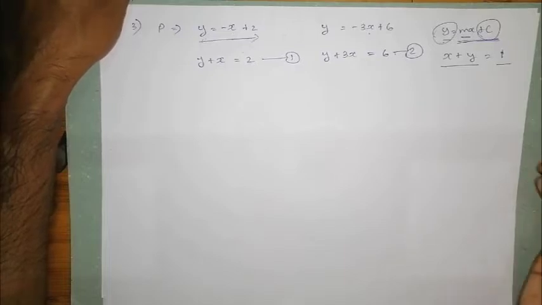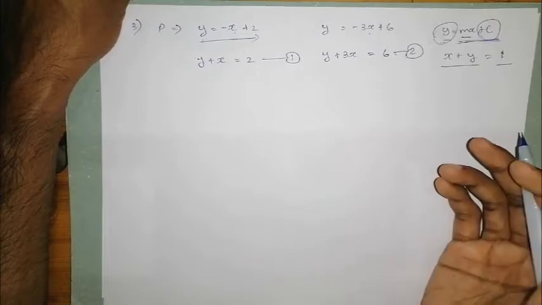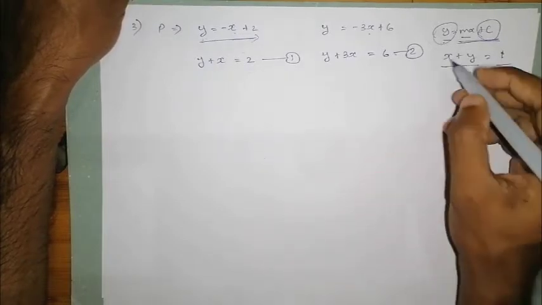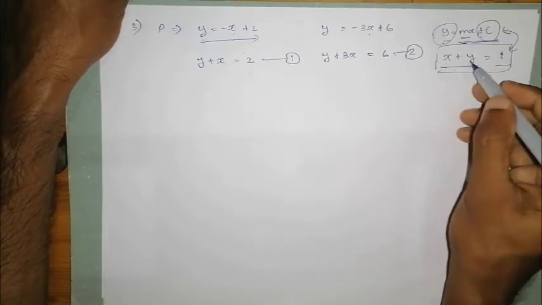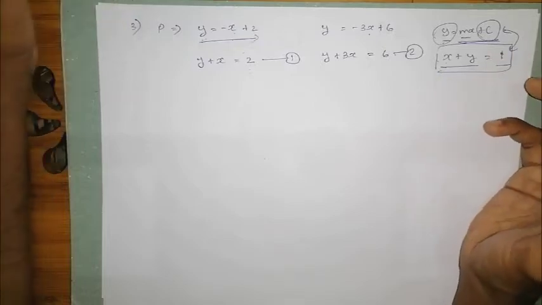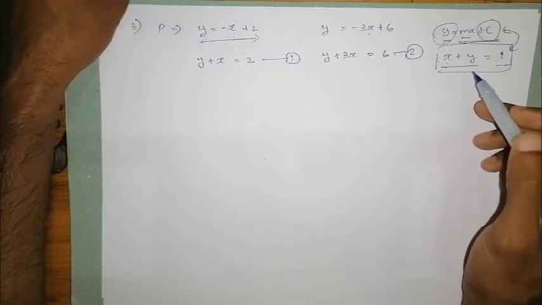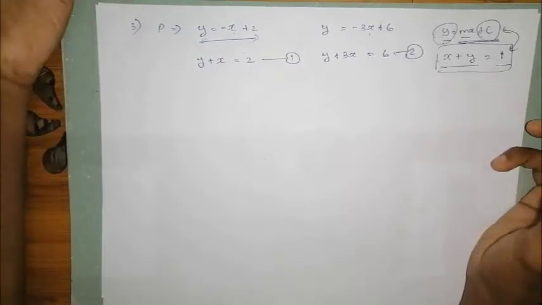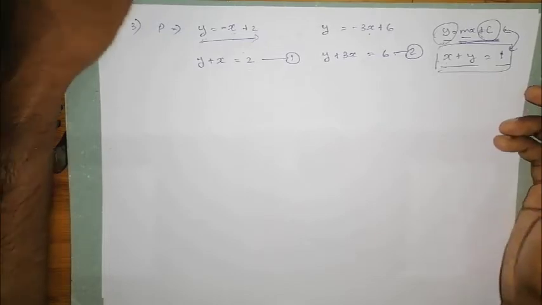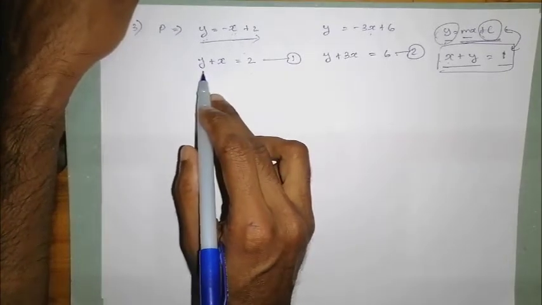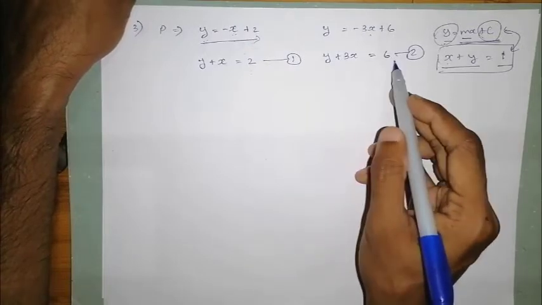As per the theory, you can imagine each and every linear equation as a simultaneous equation, because both the simultaneous equation and the linear graph consist of x and y, two variables. If you have two variables in an equation, you need two equations to find the two variables. That is the basic thing we studied in simultaneous equations. So the first equation is y plus x equals 2. The second equation is y plus 3x is equal to 6.